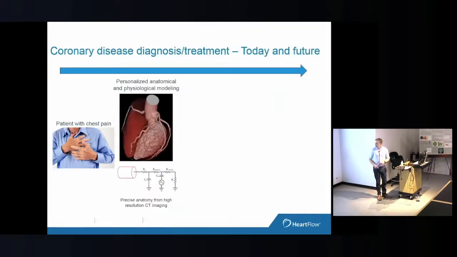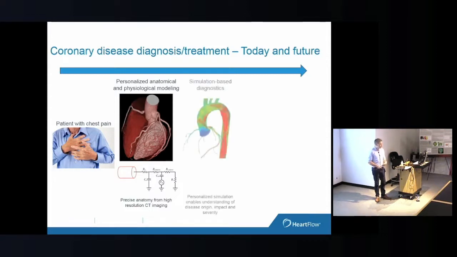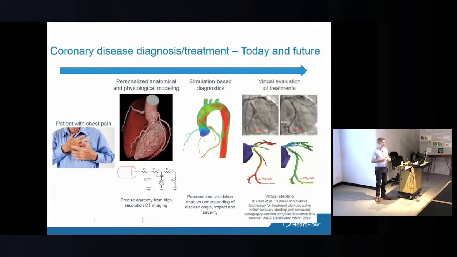Where we're trying to go with HeartFlow is to go in a direction where when a patient comes in with chest pain, we create a personalized anatomical and physiological model for that patient. Use simulation-based diagnostics to really understand the origin and the severity of the disease, and then ultimately enable evaluation of multiple different treatment options to help the clinician understand what the best course of action is going to be for treating this patient.